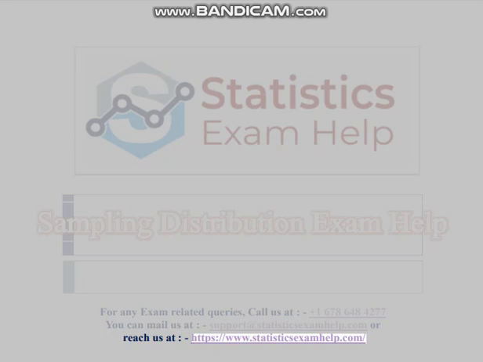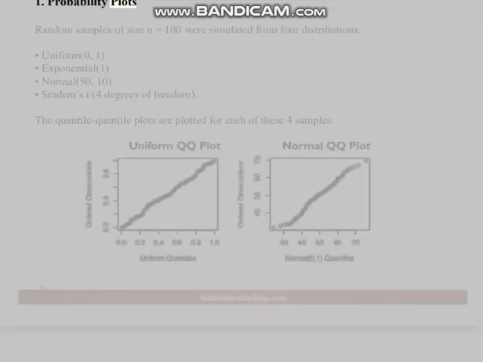1. Probability plots. Random samples of size n equals 100 were simulated from 4 distributions: uniform 0, 1, exponential 1, normal 50, 10, Student's t, for degrees of freedom. The quantile plots are plotted for each of these 4 samples: uniform QQ plot, normal QQ plot.